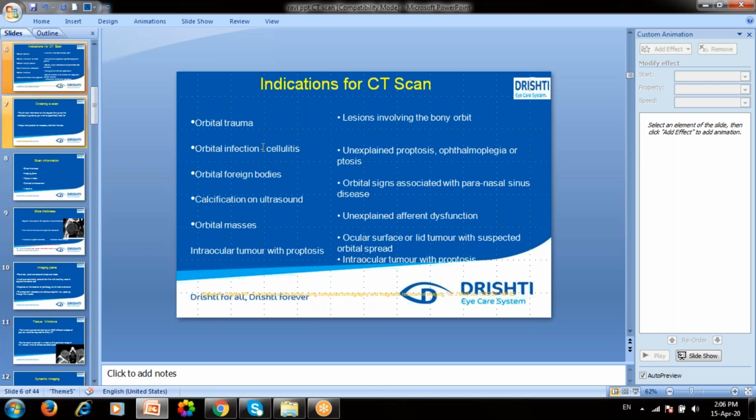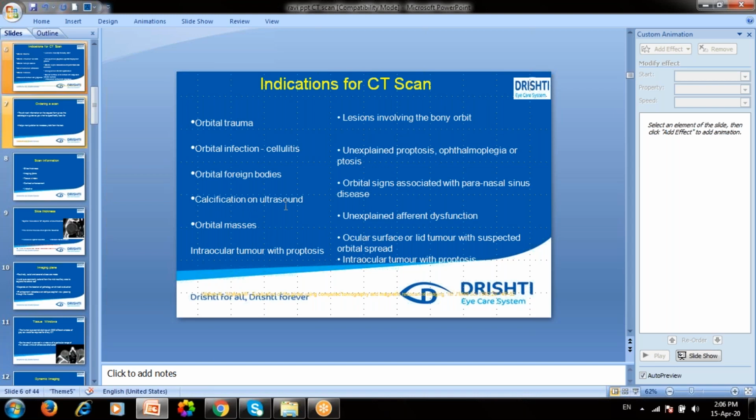So orbital infection, like orbital cellulitis, or endophthalmitis. In those cases also we can send for CT scan, generally for orbital cellulitis. Orbital foreign body: if a foreign body penetrates our eye, then it goes into the orbit. In those cases, B scan alone will not help to rule out the exact location and the exact size of the foreign body, so we can send for CT scan.